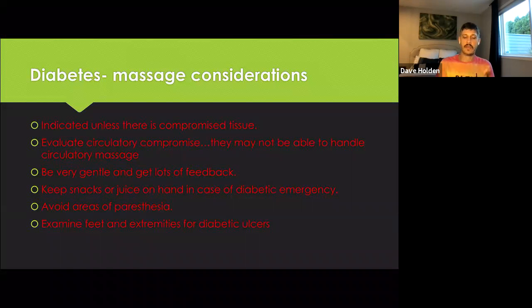Again, if the pipes are hardened and not able to be flexible, you don't want to go increasing circulation through those pipes. Be very gentle with your client, give them lots of feedback, keep some snacks or some juice on hand. If they have numbness or tingling in an area, avoid the area. Avoid areas of paresthesia. And again, they can always use an extra set of eyes. When you're massaging them, look at their body, look at their back, look at the legs, the feet. If you notice any injury, make sure you point it out to them. Honestly, they may not know about it. If they have an ulcer on the bottom of their foot or a weird thing on their back, they may not be able to see it. They may not feel it.